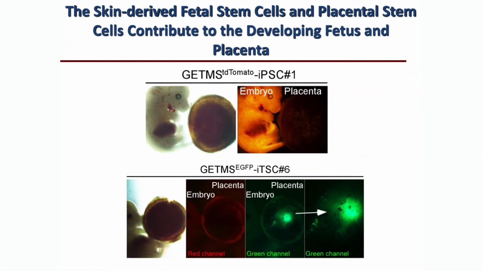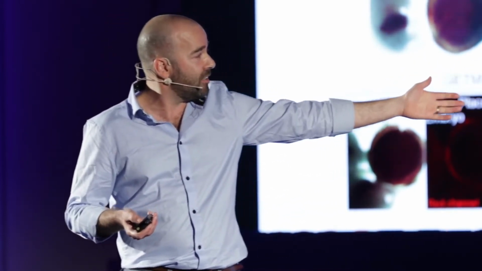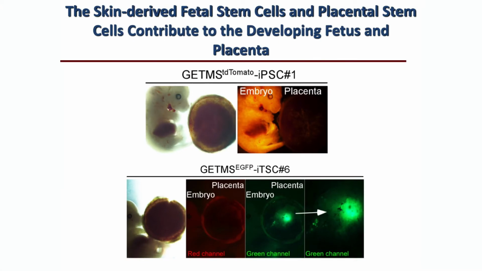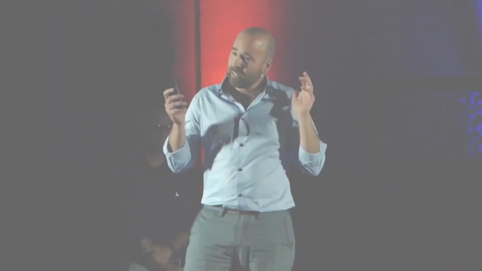On the upper panel, you can see the embryo and the placenta. This is, of course, mouse. This is not human. And you can see that the embryo is red, the placenta is negative. We did exactly the same experiment for the placental stem cell, but this time we stained the placental stem cell with green. And in the bottom, you can see that the embryo is negative and the placenta is positive with green. This indicates that not only they look like the real thing, they also behave properly and they are fully functional. And this is great.